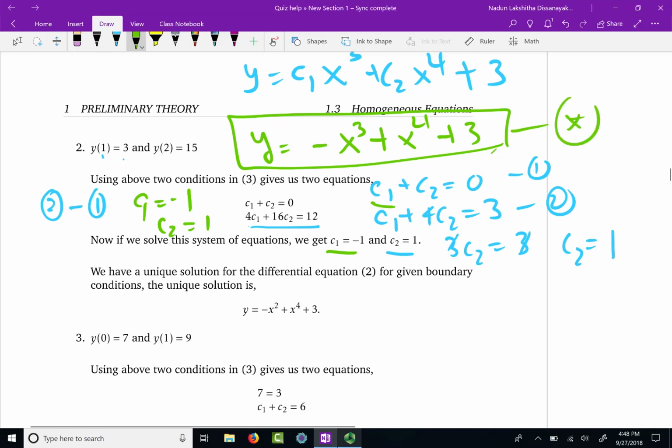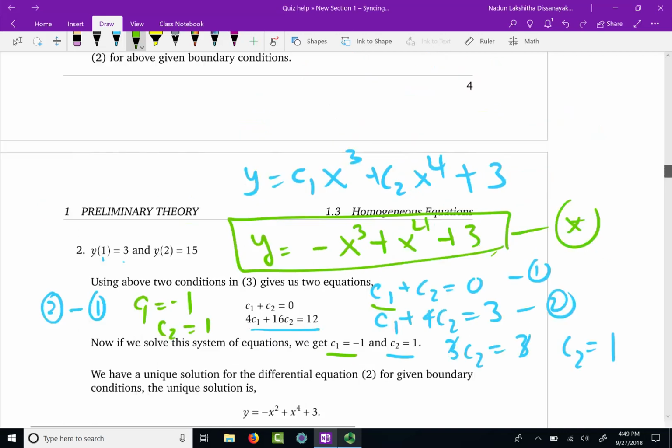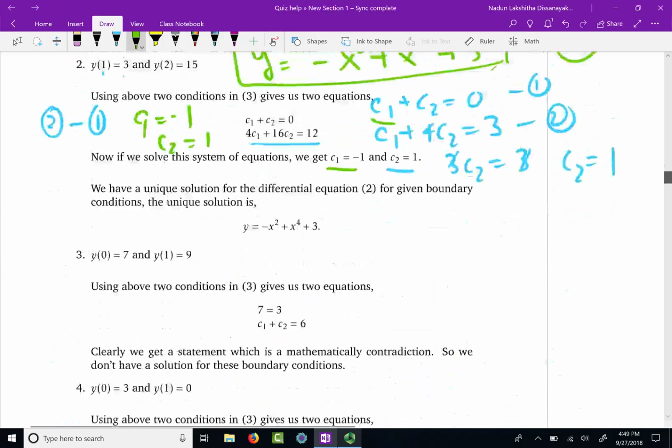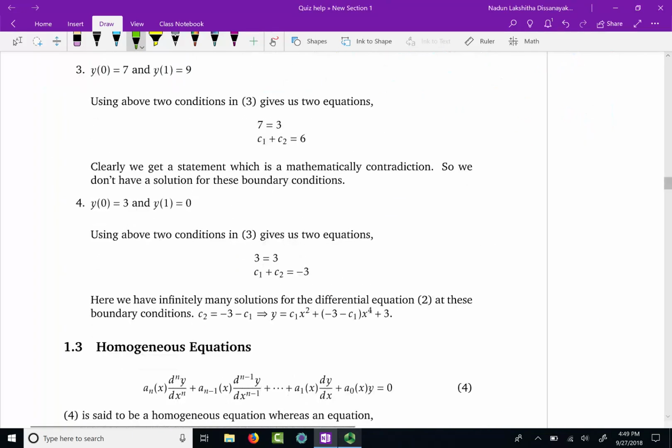So these boundary conditions are perfect, okay? And it takes you from infinitely many solutions to one unique solution, okay? All right, so we learned a case where we have no solution and a unique solution. So let's see the third case.